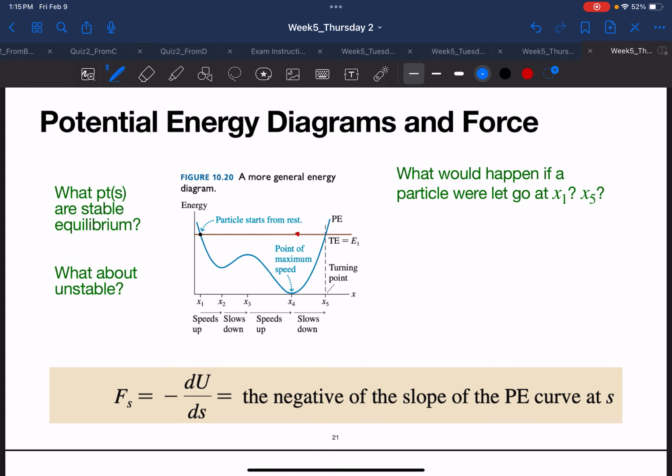Alright, so this slide here was accidentally skipped during lecture. I want to make sure that we talk about it. It should also help you with homework problem number 12 on this week's homework. So we have the relationship between potential energy and conservative forces.